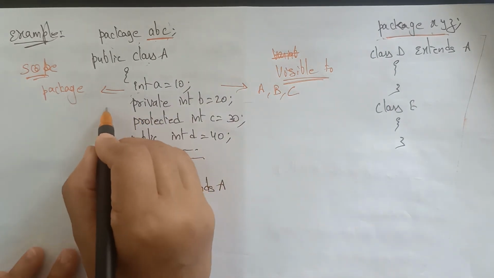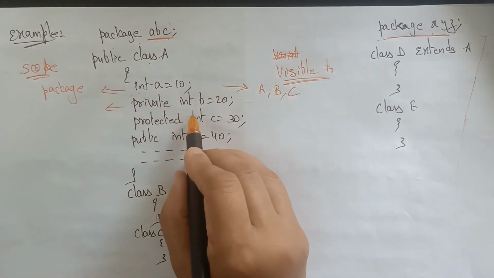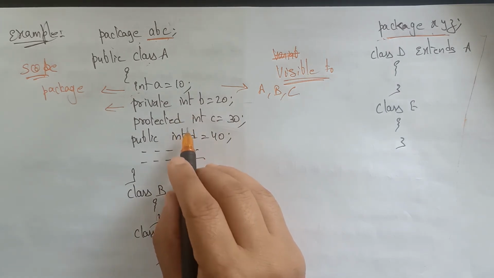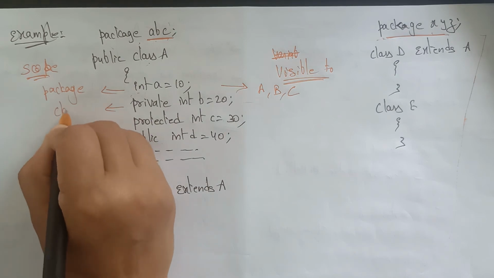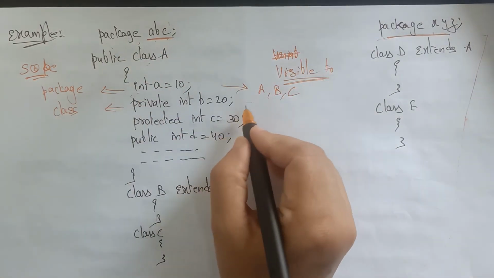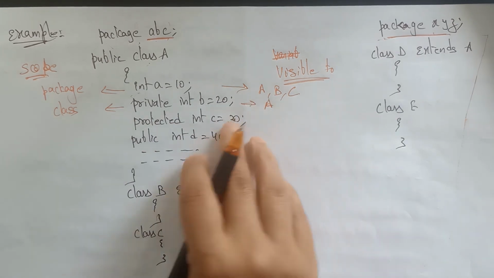Now coming to private. If I declare int B as private, it means the scope is only this particular class, class A. Visibility is only for class A.